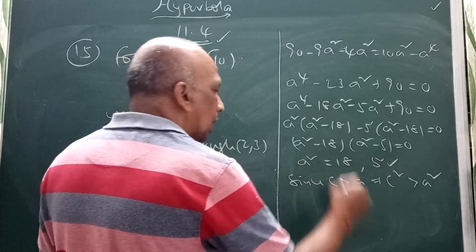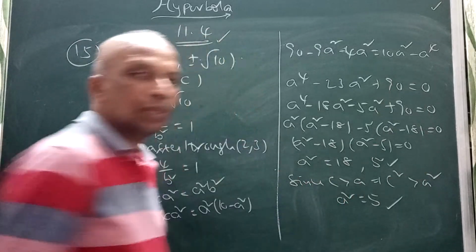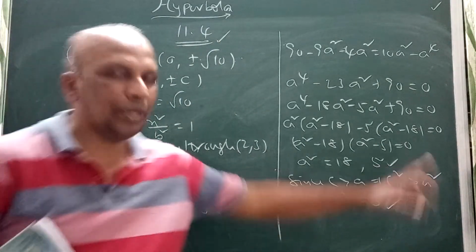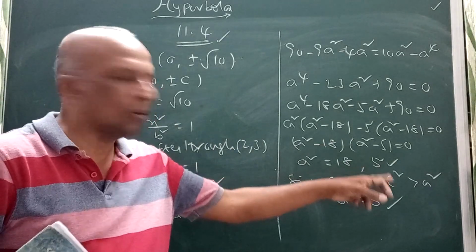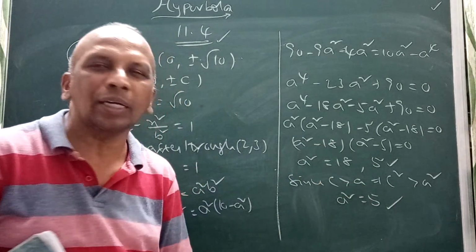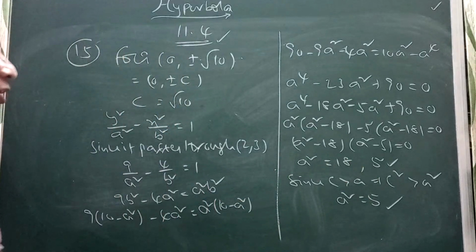Only from this conclusion I can write a square is equal to 5. Only this is possible, right? Since c square is greater than a square, what is c square? It is 10. A square, you can write this is 5. So only this is possible. I can consider a square is equal to 5. I should avoid 18.